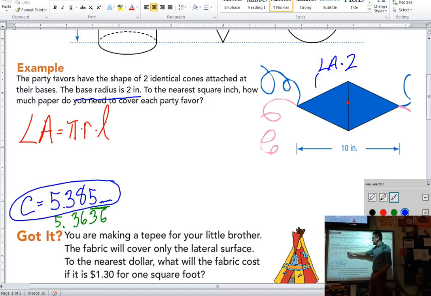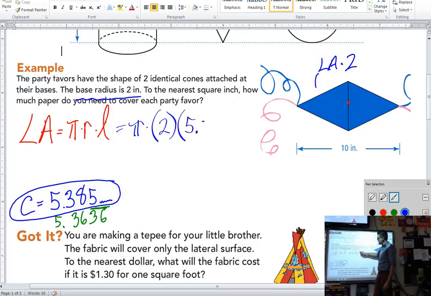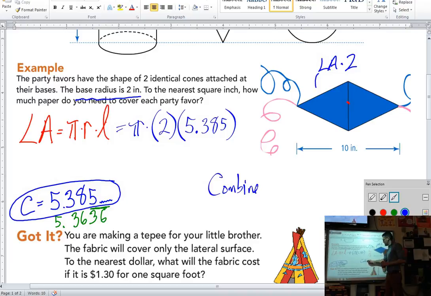So we know our pi. We know our radius was 2 inches, and we know now our slant height, we're going to use 5.385. When I do that, I get one of the lateral areas. And when I combine both and multiply by 2, that's approximately 10. That's going to give us about 32, 60, around 65, I think.